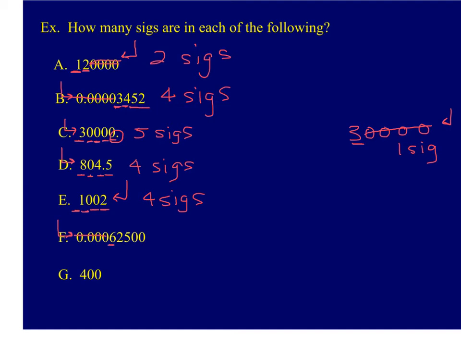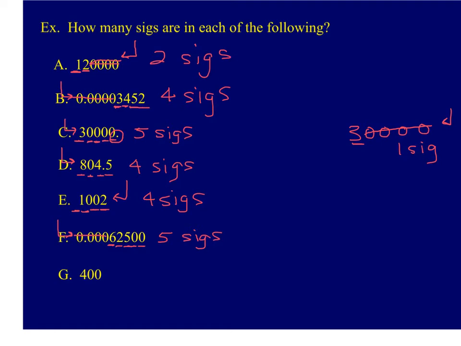Start counting with the 6, the first non-zero, and then we would count the 2, the 5, the 0, and the 0, because once you start counting, you don't stop. So those zeros that we crossed out in this case would just be placeholders, while the zeros at the end of the number would be counted because they're part of the measurement and the estimate from the device.